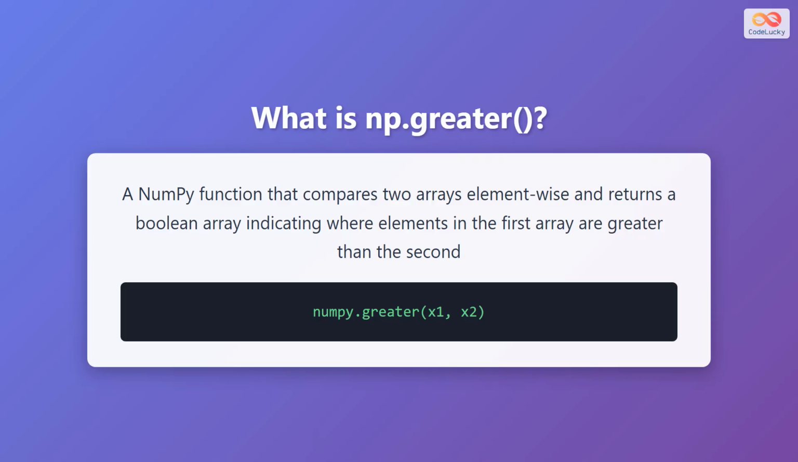NumPy.greater is a function that compares two arrays element by element and returns a boolean array. The boolean array indicates where elements in the first array are greater than the corresponding elements in the second array. The syntax is simple: np.greater, passing two parameters x1 and x2, which are the arrays you want to compare.